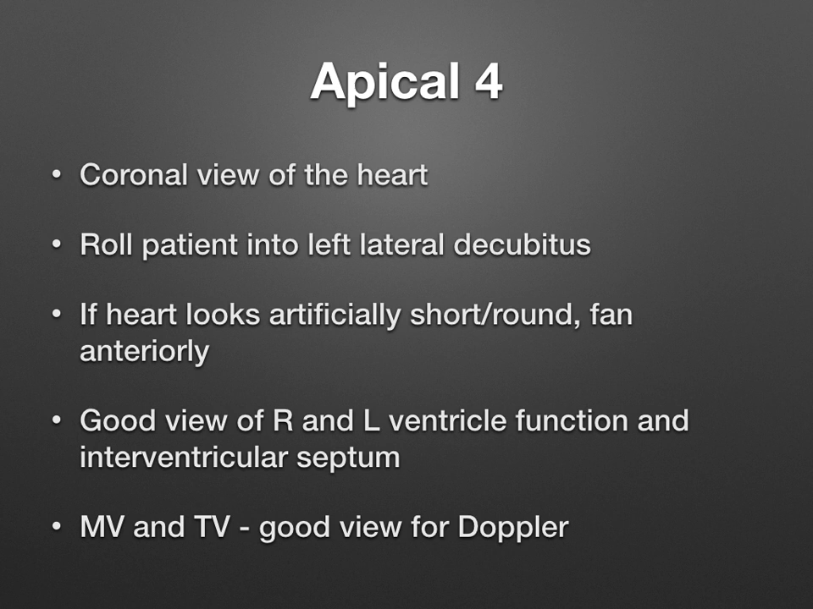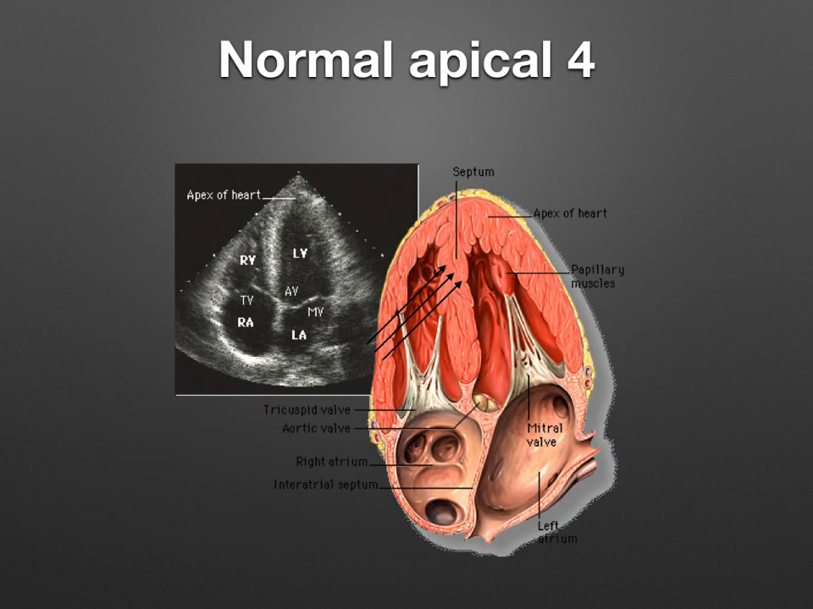If the heart looks artificially short or round, you can fan a little more anteriorly. It'll give you a good view of the right and left ventricular function and the intraventricular septum. You also get a nice view of the mitral valve and the tricuspid valve, which you could use to put Doppler on and look at the flow across the valves.